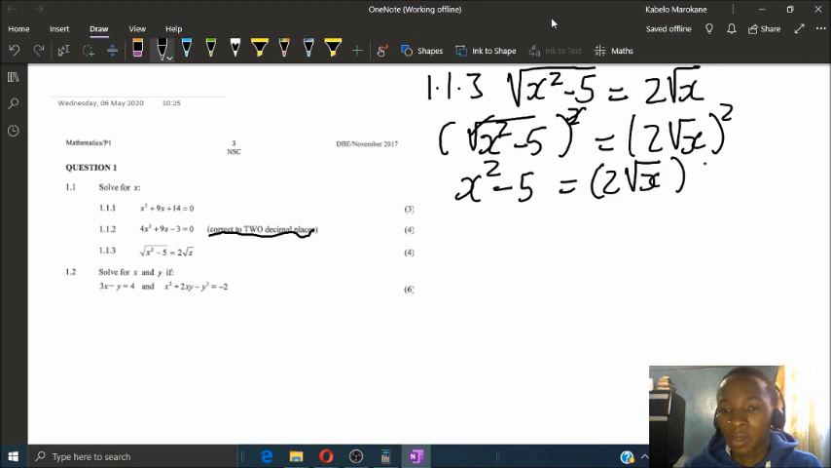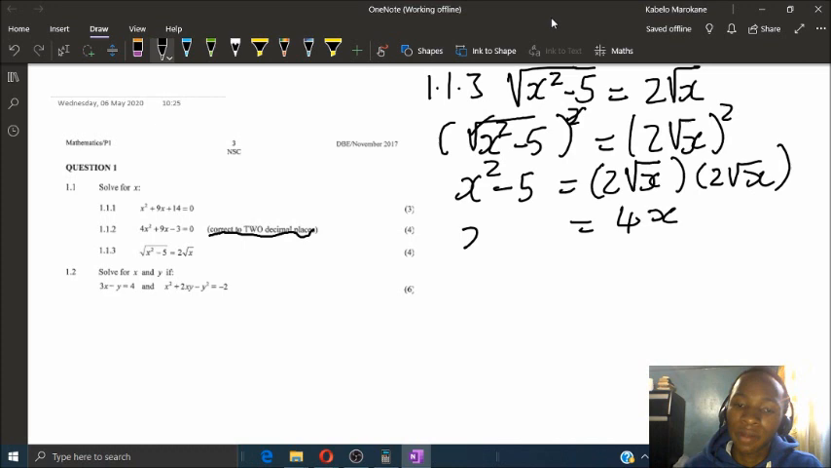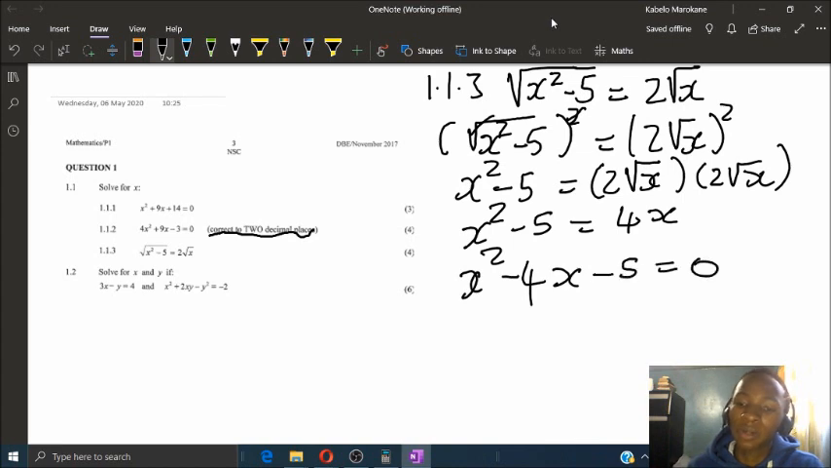x. You can do it like this if you want, which will give you 2 times 2 is 4, and square root of x times square root of x is x, so it's 4x. x squared minus 5. So x squared, and we take the 4x to the other side, it's going to be minus 4x minus 5 is equal to 0. And then we use the same method as the first question.